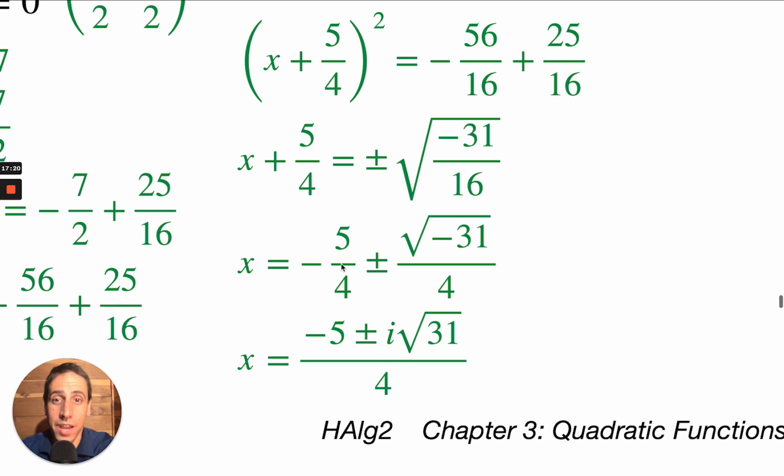x is equal to negative 5/4 plus or minus. You can take the square root of 16, and that's 4, but you can't take the square root of negative 31. The best you can do is factor out an i. And look at this, they both have 4s, so I'm going to combine these two fractions into one giant fraction. x is equal to negative 5 plus or minus i root 31 over 4.